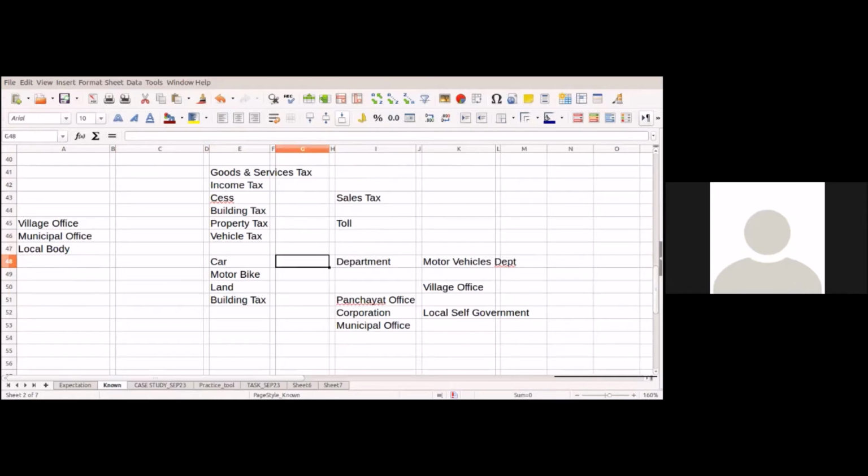So here what I was saying is, tax is something, forget income tax and goods and service tax. Property tax is something you pay to the government because you own something there and you want to use it. So see, vehicles you pay your tax to motor vehicles department. Land you pay to the village office, you go to the village office and pay. Building you go and pay to the local government.